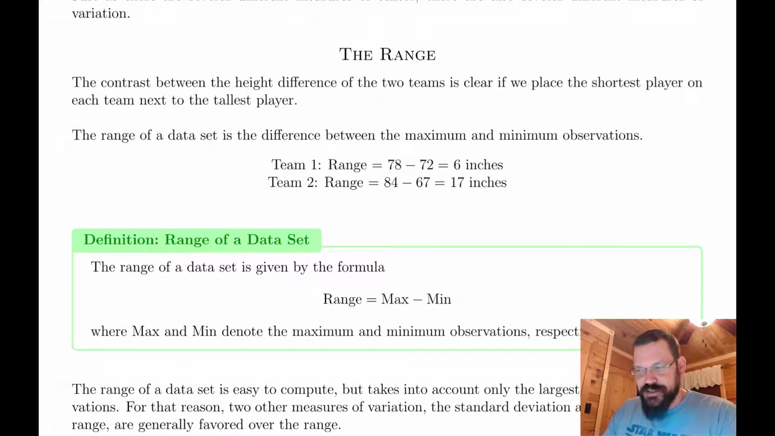The range is the first thing that we want to talk about, and with the range, you're just simply taking the maximum value of the set minus the minimum value, and that gives you the range of the data. And that's what we looked at just a second ago when I circled the values on team 1 and team 2. You can see right here the team 1 range is 6 inches, the team 2 range is 17 inches. So there's greater variation in the data sets for the 2 basketball teams, despite their measures of center being exactly the same.